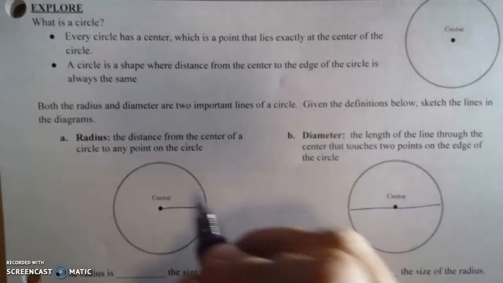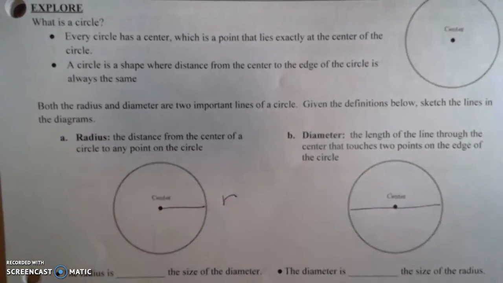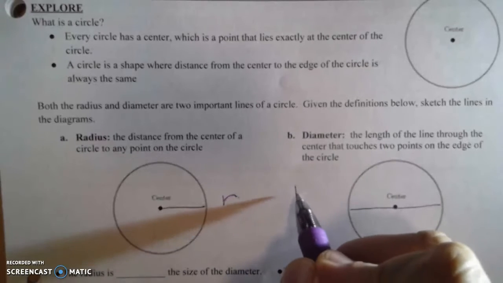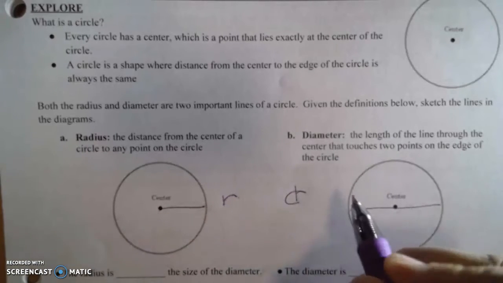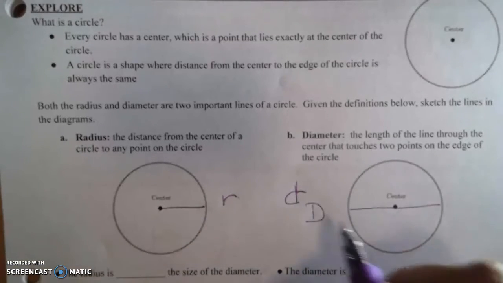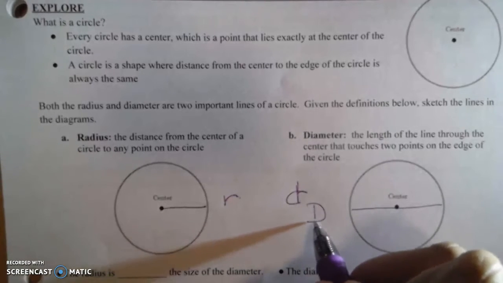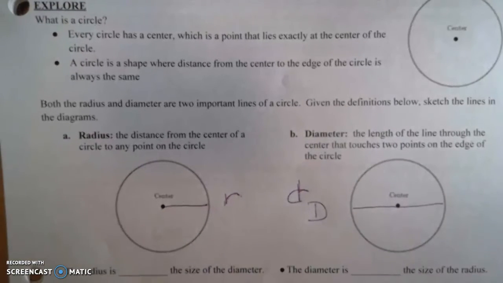One way to remember this is when you draw the letter R, see how R only goes halfway around, but the letter D goes all the way around. If you do a little d or the big D, right? So it's going to go all the way around, where the radius is halfway around.